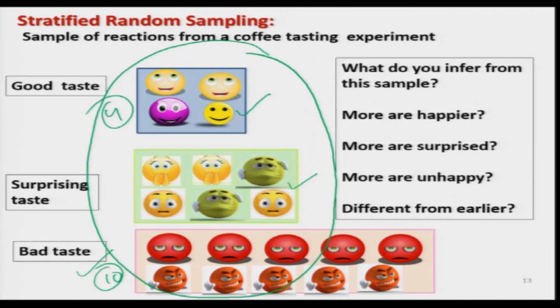So you always have to take care of the questions from the sample, whether more people are happier, or more people are surprised, or more people are unhappy. You have to compare different samples and see whether different samples are giving you the same information or different information. So that will actually represent the concept of a representative sample. The sample has to represent the same behavior which is existing in the population. So in this case, at least in my opinion, this sample is not representative.